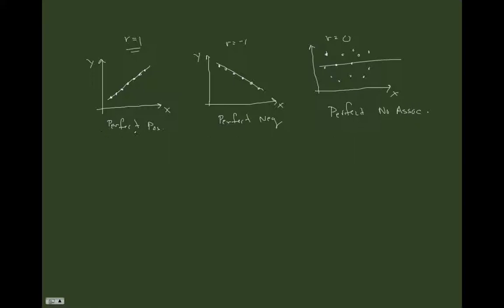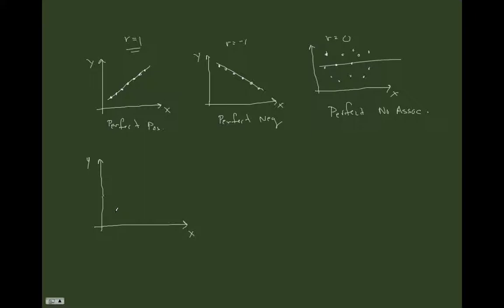Now, these things really never happen. And so what we end up with is something more realistic. Why do I say those upper three never happen? Well, the first two, r equal 1 and r equal negative 1, exactly, they never happen because in the real world, we always have this thing called variation.